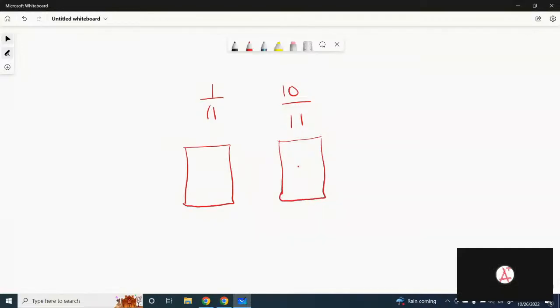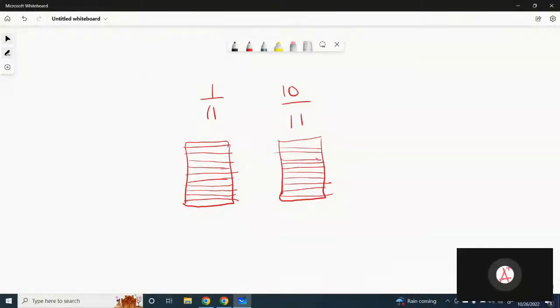Okay, so 1, 2, 3, 4, 5, 6, 7, 8, 9, 10, and here you have 11. Okay, then you have, yes, you need to see the greater one, not the smaller one. So which is greater? 1, 2, 3, 4, 5, 6, 7, 8, 9, 10, and 11.